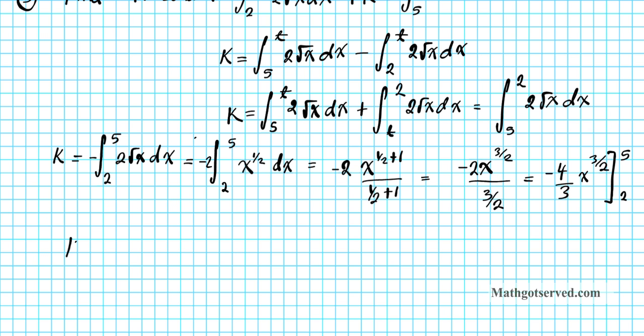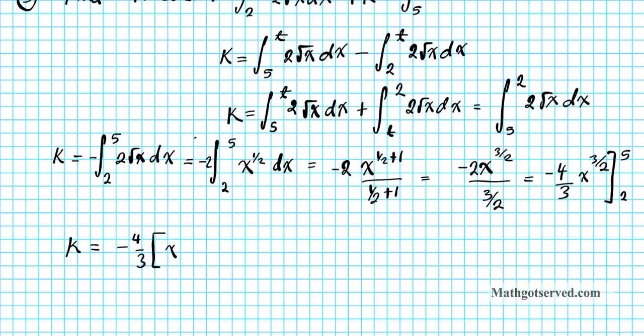So k is going to be equal to, you plug in the upper limit, negative 4 times 5 to the 3 over 2 over 3. And then you plug in the lower limit, minus, well, let me make our lives easier here. To avoid too many complications, I can factor out this negative 4/3. Okay, let's go ahead and do that. So put the negative 4/3 out here. I don't want to keep writing it over and over again.